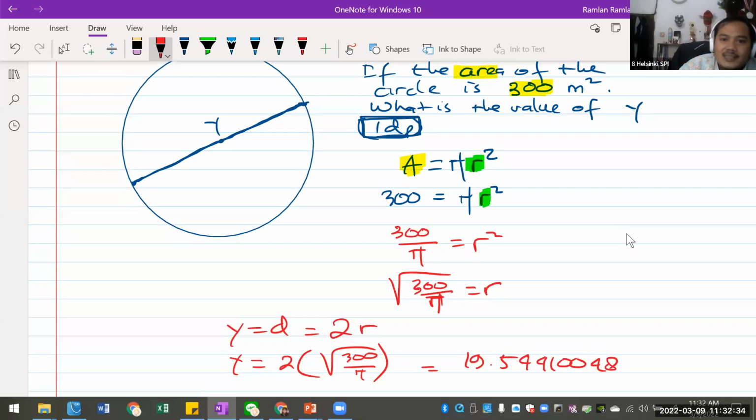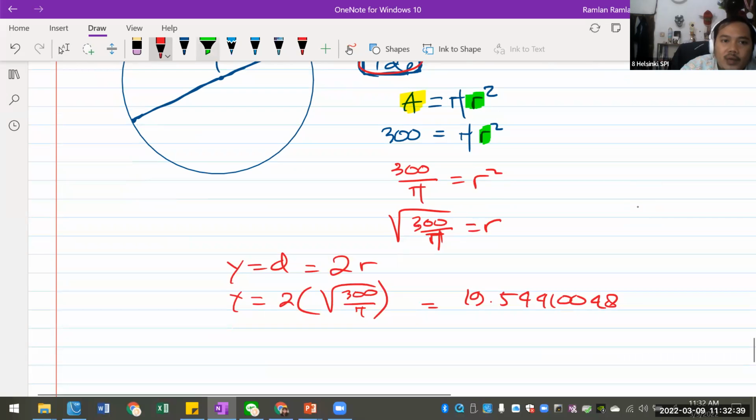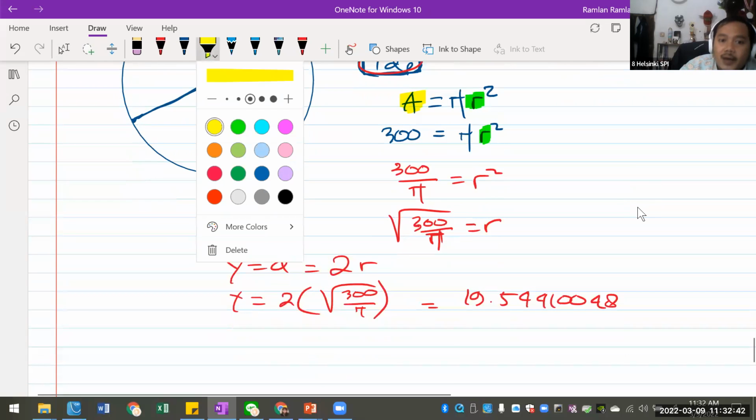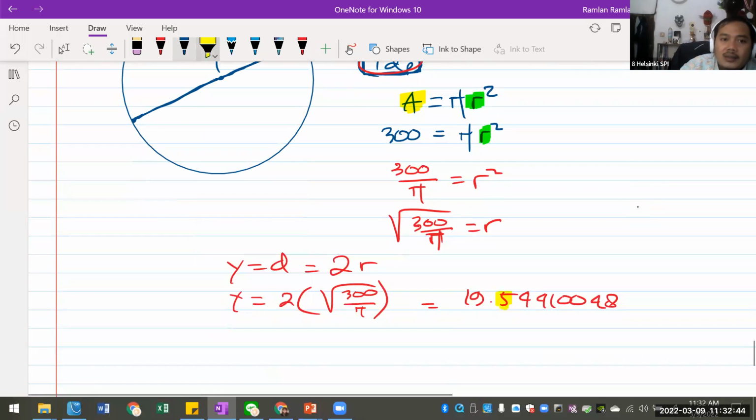19.544100048. And since I'm asking you to have one decimal place, you only need to take one number behind the decimal place, but also consider the next number. If the next number is less than 5, you get rid of that. You can assume that they don't exist, although they do. But if it's 5, 6, 7, 8, or 9, then you must add 1 to the previous number. So since the next number is 4, that would be just 19.5 centimeter.